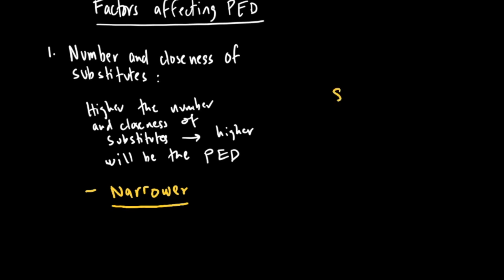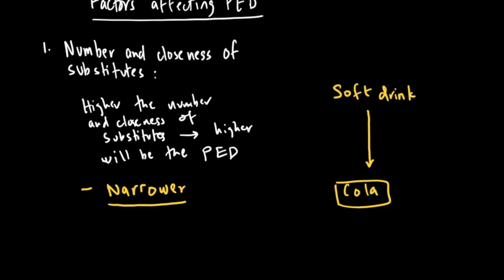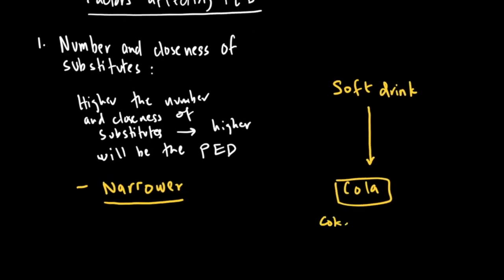So soft drink is what we call a broad definition of a cold drink, right? And within this soft drink, there is a narrower definition of cola, where you can say that the narrower the definition, the lower will be the elasticity of demand. What do we mean by this? Well, look at this. In the cola market, you only have two major competitors, which is Coke versus Pepsi, right?